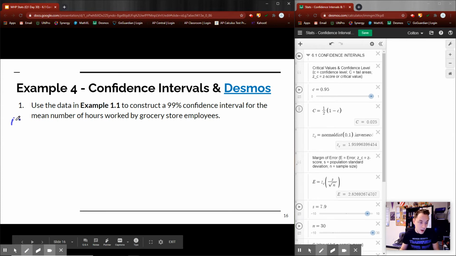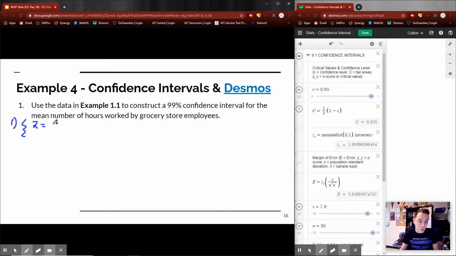So let's start listing out all my variables once again. My X bar, if I'm going to use example 1.1, what is my X bar? We said that was 29.6. Okay, my N, that was 40. All right. My population standard deviation, we said that was 7.9. Okay, in the previous examples, we said assume it to be 7.9. All right. And then my sample standard deviation, we got to be 7.9 all over the square root of 40.